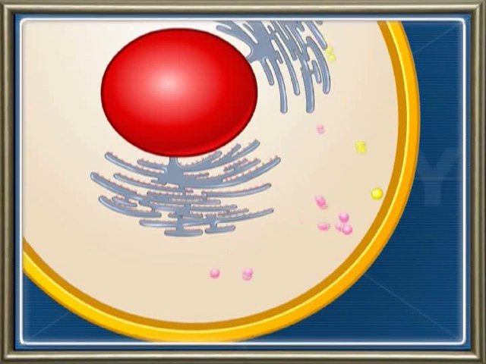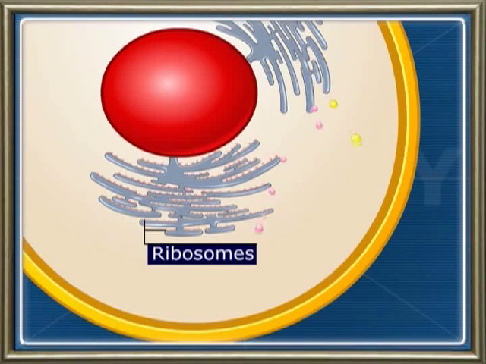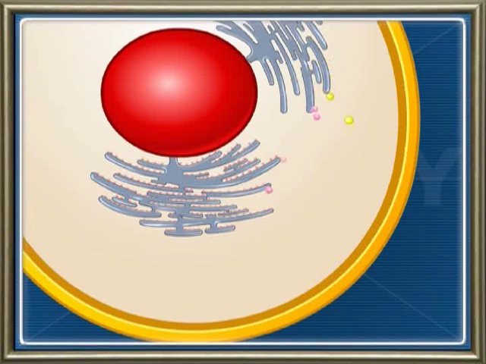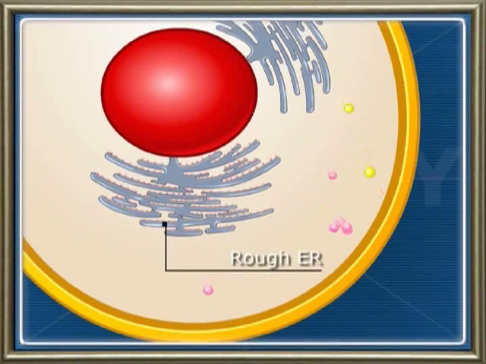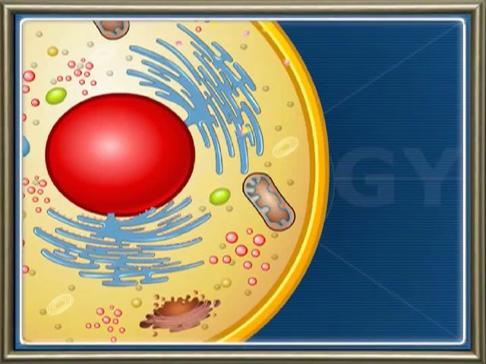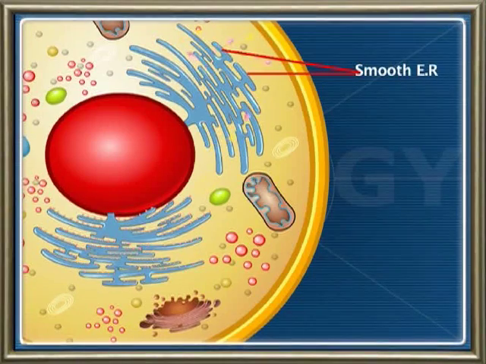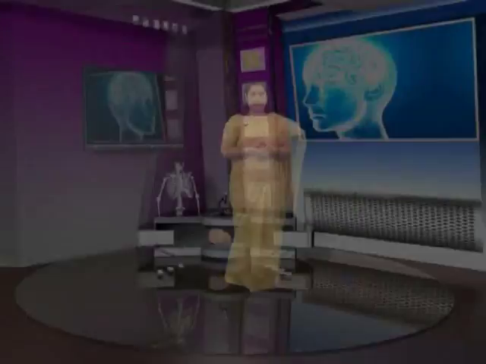Round or heart-shaped structures known as ribosomes are present on the ER. The ER with ribosomes is known as rough ER, and the ER without ribosomes is smooth endoplasmic reticulum. The ER is made up of plasma membrane. Ribosomes are complexes of RNA and proteins. The ribosomes are found in ER, mitochondria and chloroplasts.